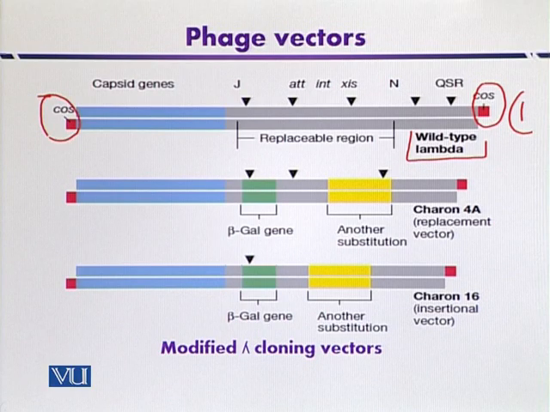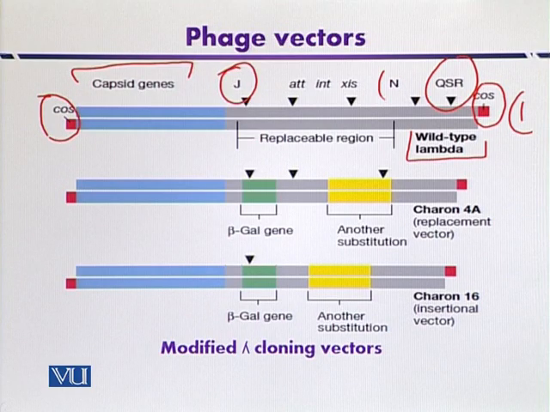On the left side, some genes that encode head and tail proteins are there, that is capsid genes, and at the right side also some essential genes are there. But the DNA segment between the J and N genes, as I told you earlier, can be replaced with foreign DNA. So that's why it is also called a replaceable region. But because of the presence of multiple cloning sites, this DNA is not valuable as a cloning vector.